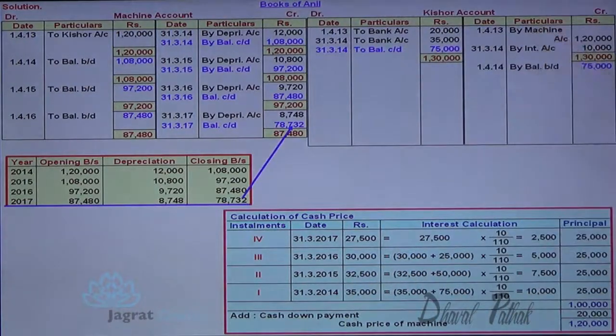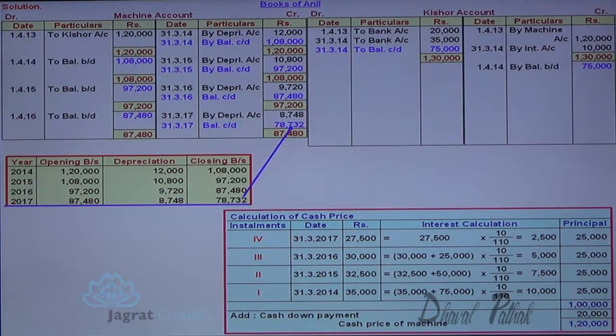Now I want to complete this Kishore account. I am required to pay interest to Kishore. So interest becomes payable to Kishore. So interest is my expense. Interest account debit to Kishore account credit. And Kishore account debit to bank account credit for installment being paid.